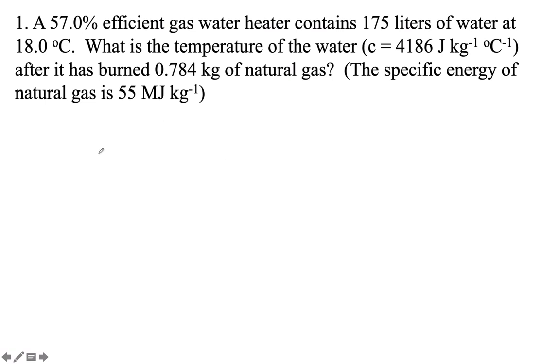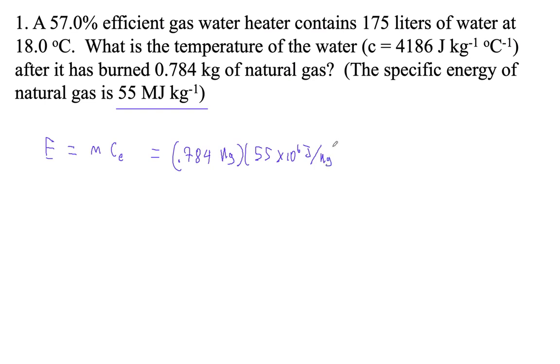Okay. So basically we're going to use two ideas here. This is not really a formula, but the energy released is the mass times the specific energy, right? So the energy released by burning this gas is going to be 0.784 kilograms times the specific energy, which is this guy here. Every kilogram holds 55 megajoules of energy, so 55 times 10 to the 6th joules per kilogram.